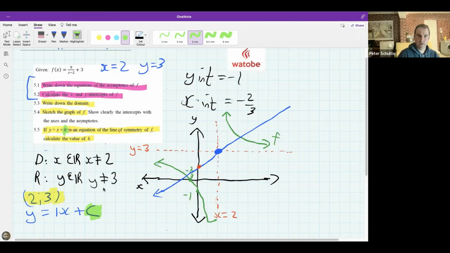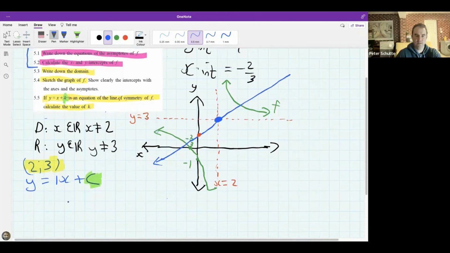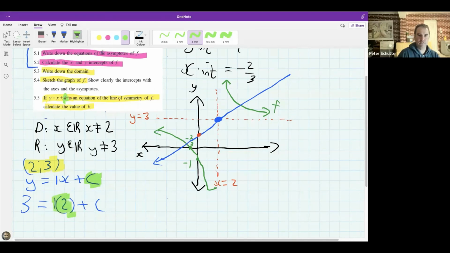Okay. So what do we get? So we sub this in, we get 3 equals 1 times 2 plus c. And then this 2 over here, when I bring it across, this positive 2 becomes a negative. So I get 3 minus 2 is c, which is 1, which means that k is equal to 1.